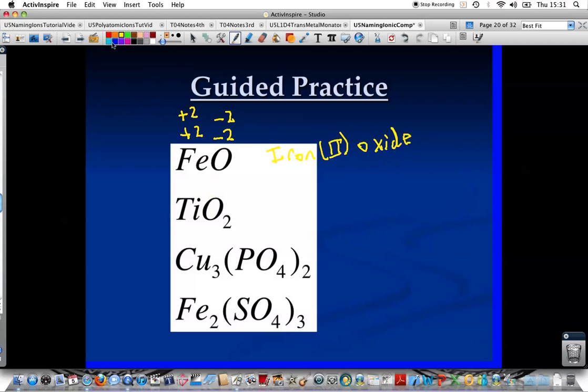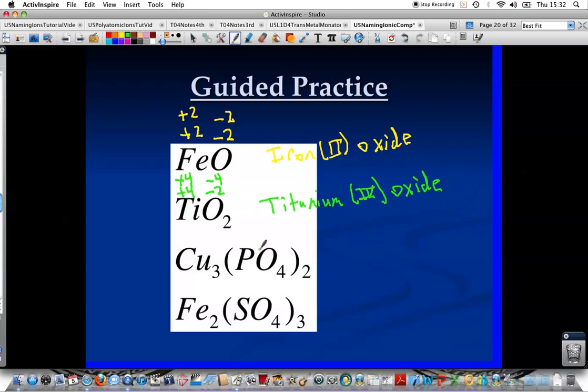The next one, let me change the color so you can see it a little better. We know oxygen's a -2. We have 2 of those, so that's -4. So the total negative charge is -4, so the total positive charge has to be +4. So I'm putting the total charge on top and the individual charge on the bottom. Since there's one titanium, it's +4 divided by 1. So the charge on the individual titanium is going to be a +4. So this is titanium(IV) oxide. It's a Roman numeral 4, IV.